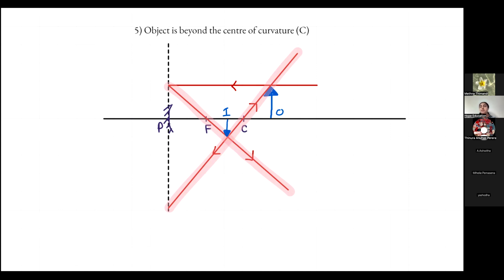And how can I see this image? Anybody? Okay, Mayumdi.